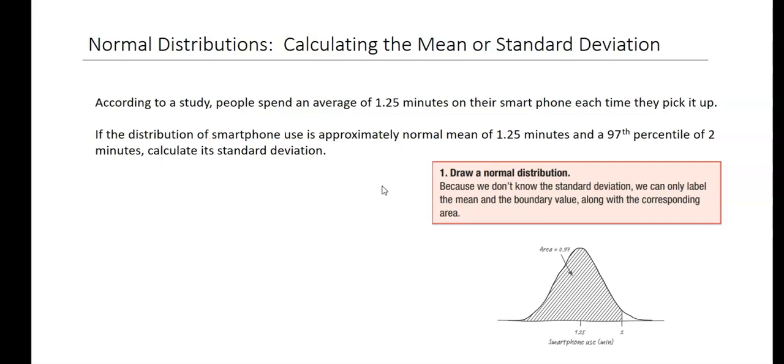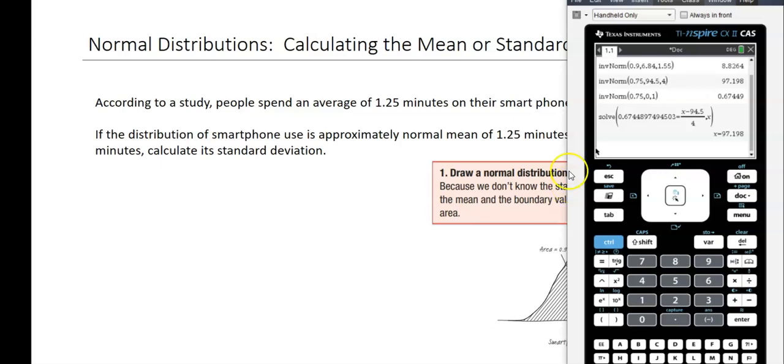So, what did they give us? They gave us a mean of 1.25. We don't know the standard deviation in the z-score formula. 2 minutes is the value in the formula, and 0.97 is the area of the curve.